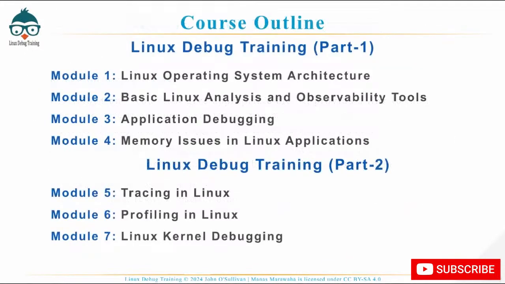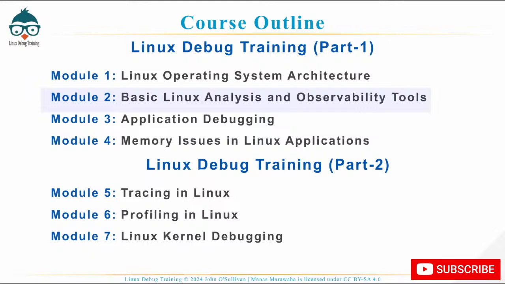This course is organized into multiple modules, and each module is designed to cover debugging techniques across the entire stack from user space to kernel space in a structured and systematic manner. We will start with the Linux OS system itself, discussing the fundamental architecture and structure of the Linux operating system. In the second module of this course, we will explore the basic Linux analysis and observability tools available to us. These foundational tools serve as the first level of debugging and are helpful in providing insights into the system's state and behavior.